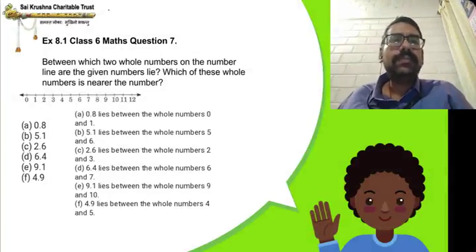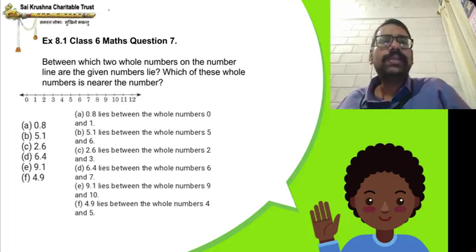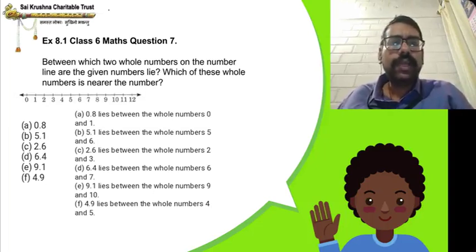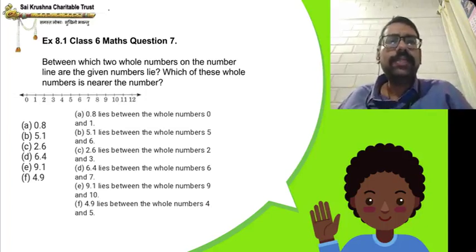Between which two whole numbers on the number line does the given number lie? Your numbers lie between which two whole numbers? Which of these whole numbers is nearer to the number? So 0.8 lies between whole numbers 0 and 1. So 0.8 is nearer to 1.